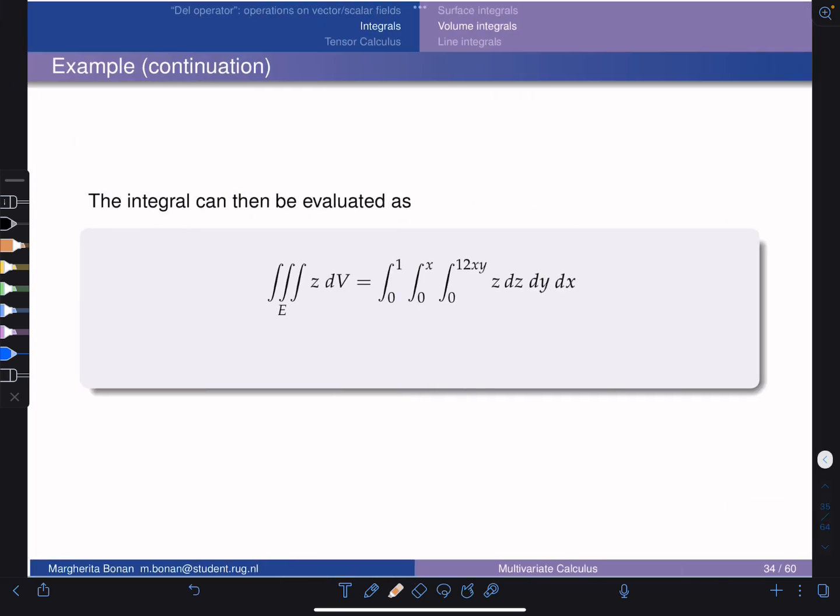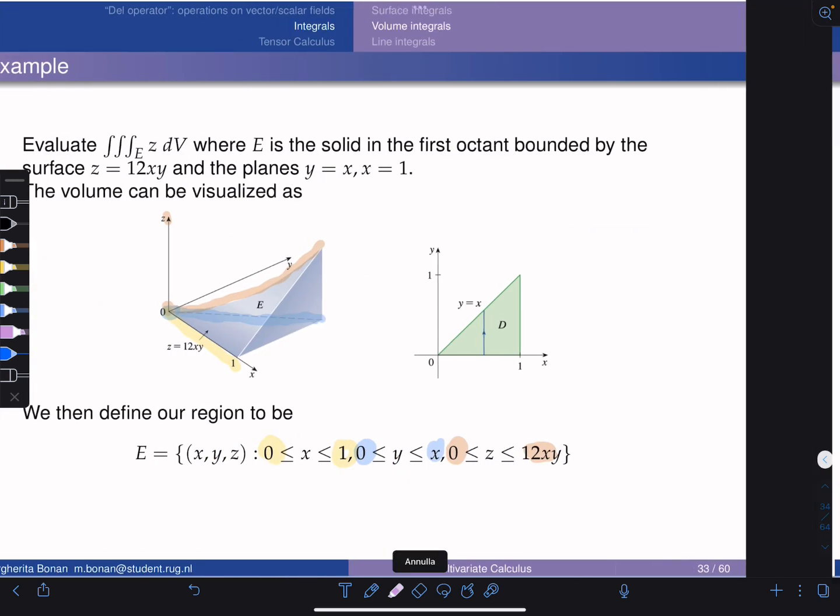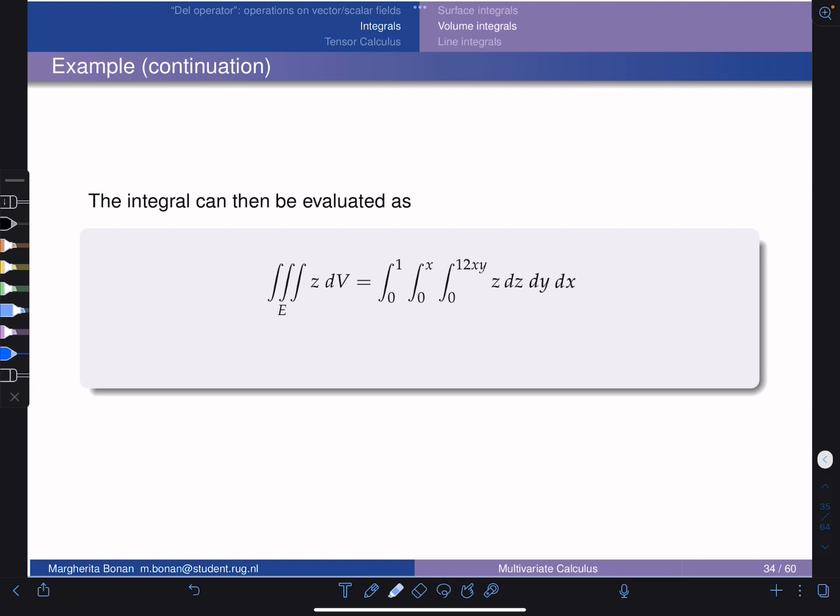Okay. To solve the integral now, we use the formula that we saw. We see the bounds that we find for the region E, we apply them and we use them as bounds in our integrals accordingly. So these are the bounds for x, these are the bounds for y, and these are the bounds for z.